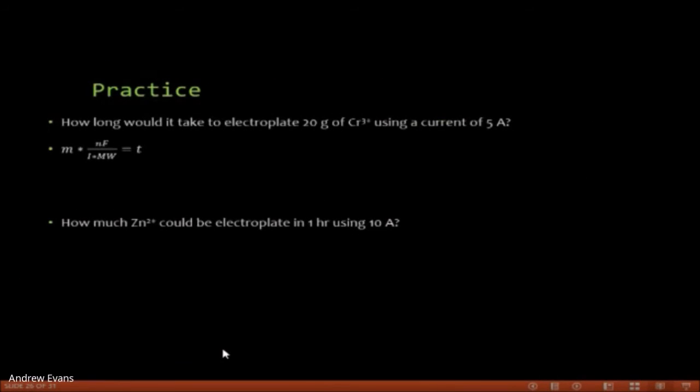So how long would it take to electroplate 20 grams of chromium 3 plus using a 5 amp current? And then the other question is, how much zinc 2 plus could we electroplate in 1 hour with 10 amps? The only issue is that amps are in coulombs per second. An amp is a coulomb per second.